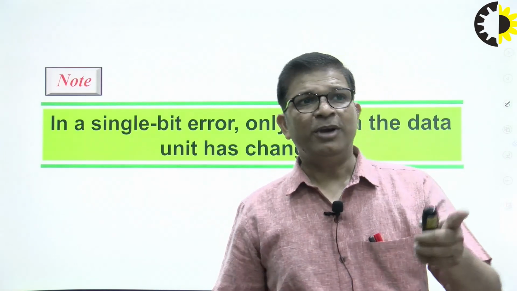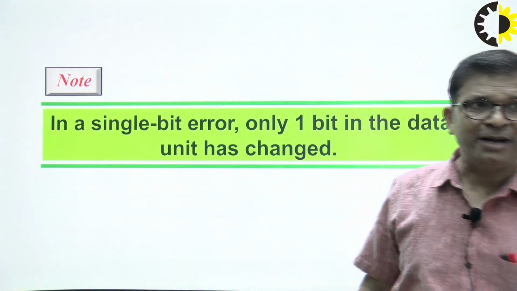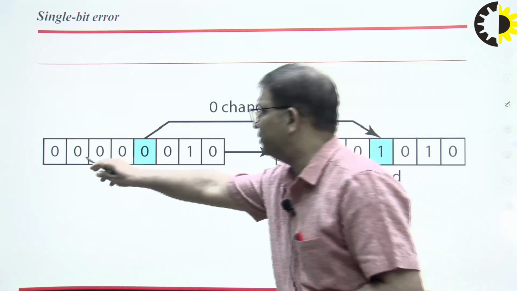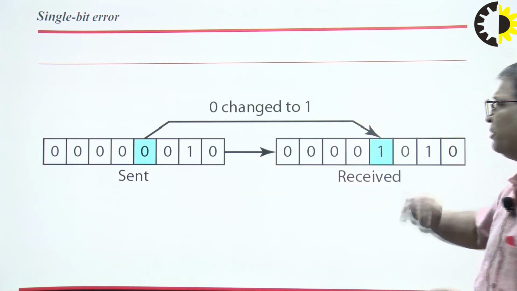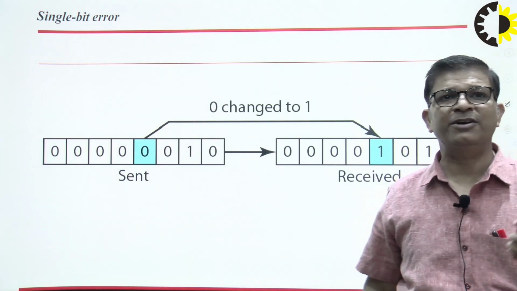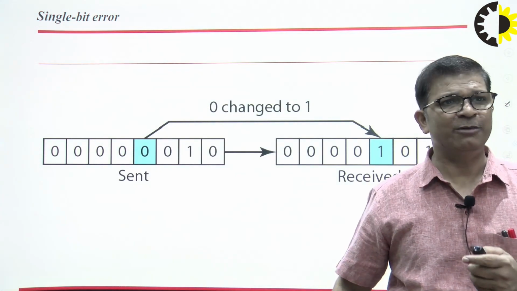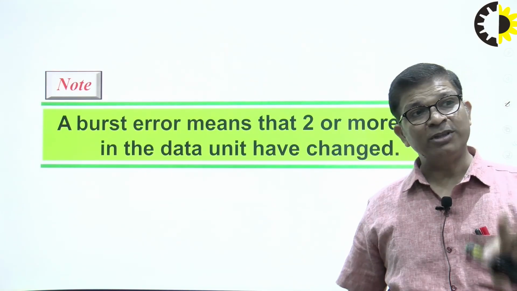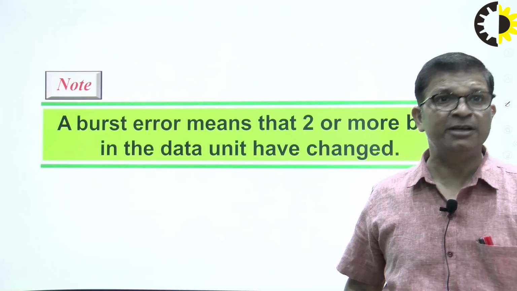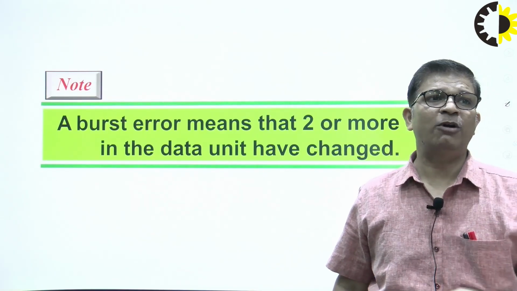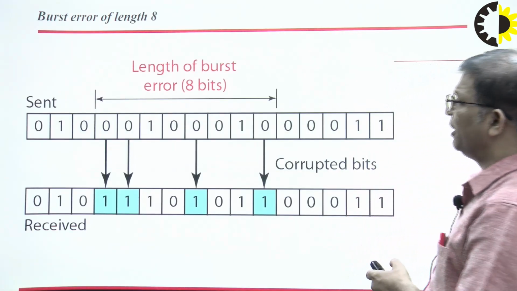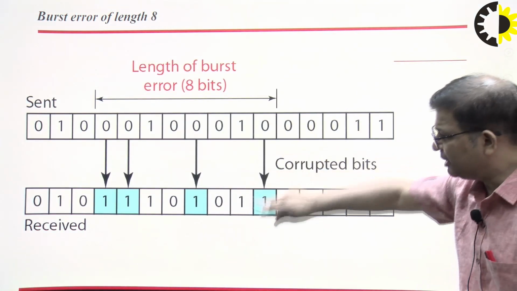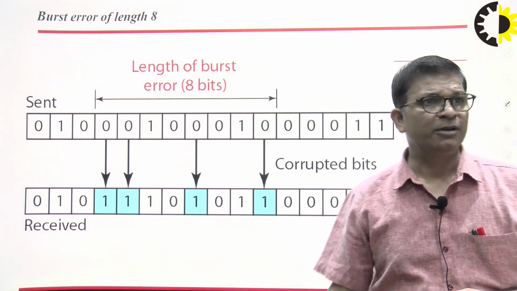So, in a single bit error, only one bit in the data has been changed. For example, if this is the data and this one bit has been changed during the data transmission, this is called single bit error. Burst error means two or more bits have been changed during data transmission. So what will happen in this case? More than two bits have been changed during data transmission.